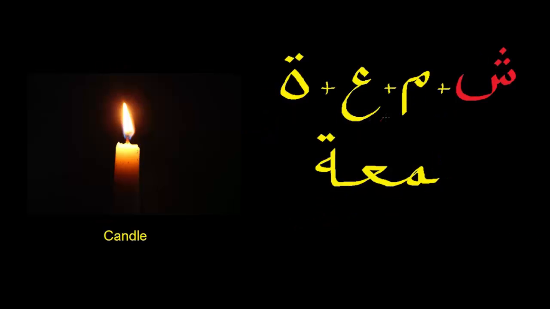Now let's look at the sheen. The sheen just looks exactly like the seen. The only difference is that it has 3 dots on the top. Now the word here is candle, and in Arabic that's shama. Remember, the sound for the sheen is the sh sound, and the word begins with a sh sound, shama. So to draw or to write the sheen, we do exactly what we did with the seen. And we place 3 dots on the top. Shama, shama.